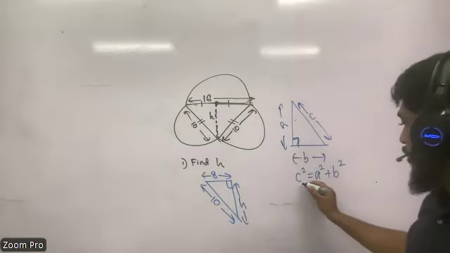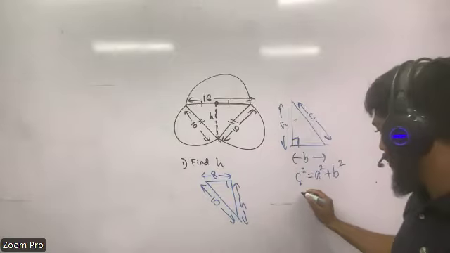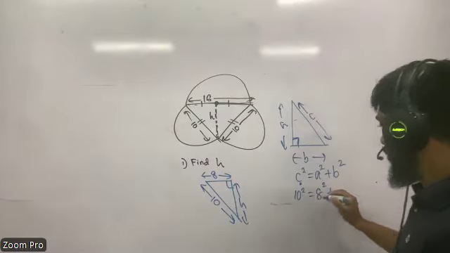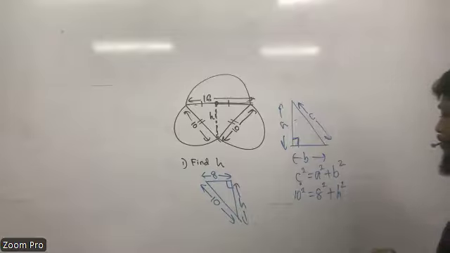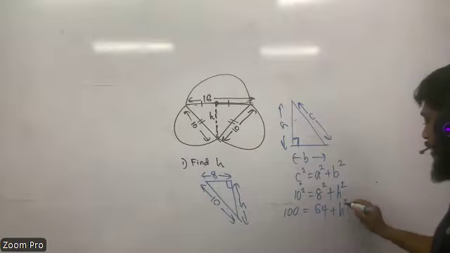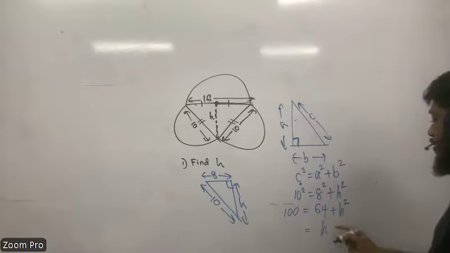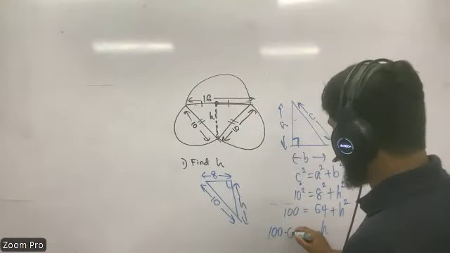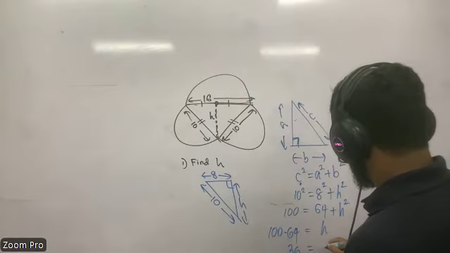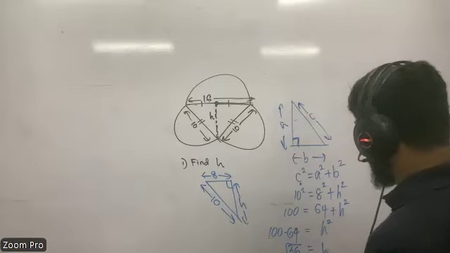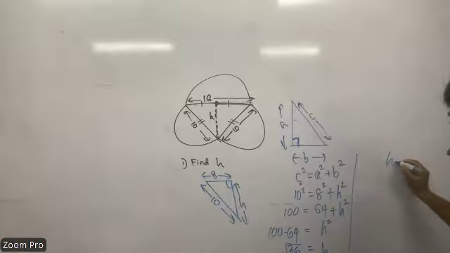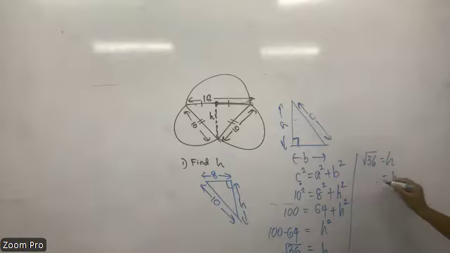C means the longest side. What is the longest side here? The 10. So for C I put 10 squared. A is 8, so I put 8 squared. For B, I put H squared. 10 squared is 100, 8 squared is 64, and H squared is what we have to find. Send the 64 to this side, so we get 100 minus 64, which is 36. H squared is 36. Send the square to the other side: H is the square root of 36. So H will be equal to 6 centimeters.